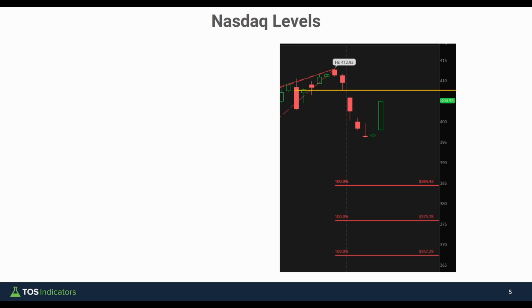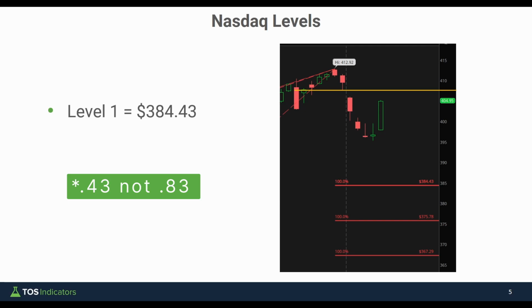All 3 of these are derived using Fibonacci retracements, where I'm comparing previous swings to try and see, well, how does the Nasdaq typically move? And what are some downside targets that we can use to expect price action to gravitate towards? Level 1 is 384.83, and that's derived using February 2023 swing.